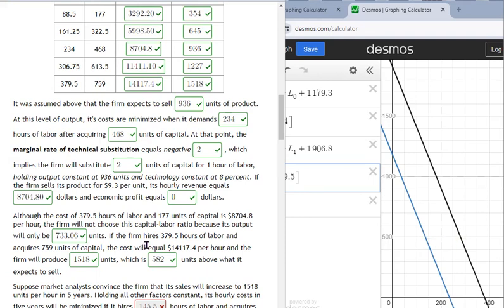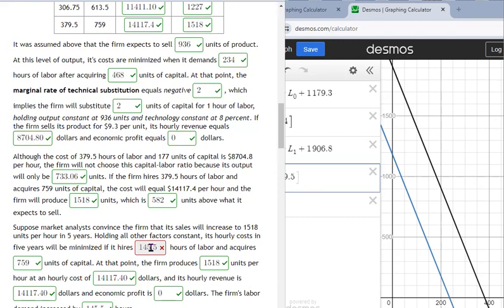Okay. And ignore this. That was a copy and paste mistake right there.